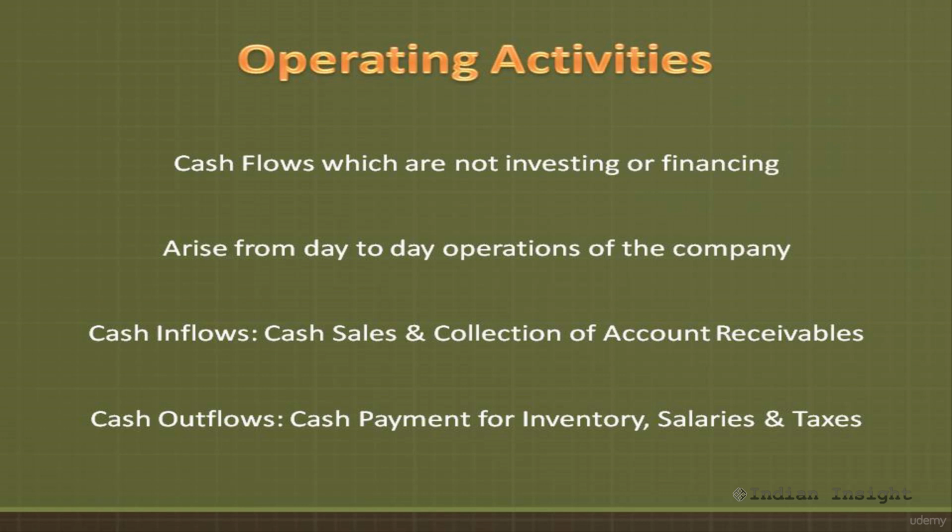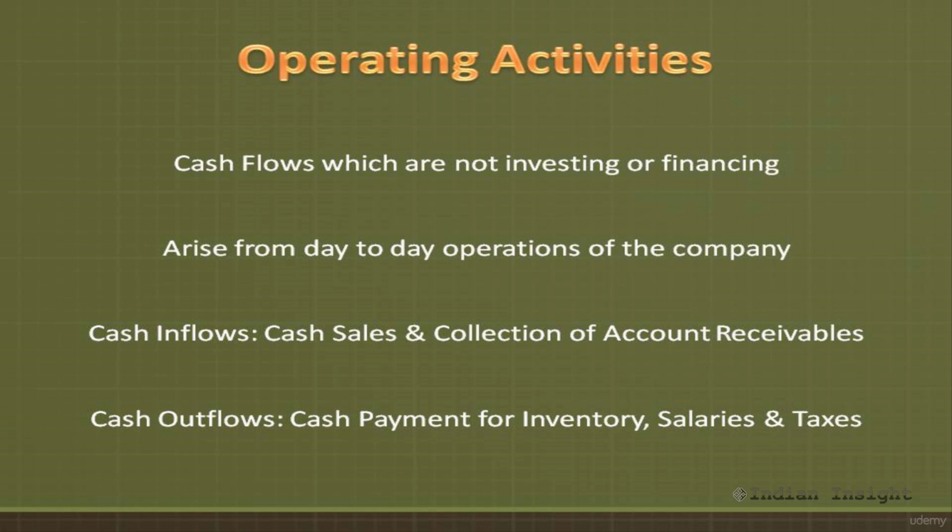Also, any other activity that cannot be classified as investing or financing forms part of your cash flow from operating activity. In general, the cash inflows as part of operating activity result from cash sales and from collection of accounts receivable. Similarly, cash outflows which form part of cash flow from operating activity result from cash payments for inventory or payment for salaries, taxes, and other operating related expenses. Cash outflows under operating activity may also result from paying your accounts payable.